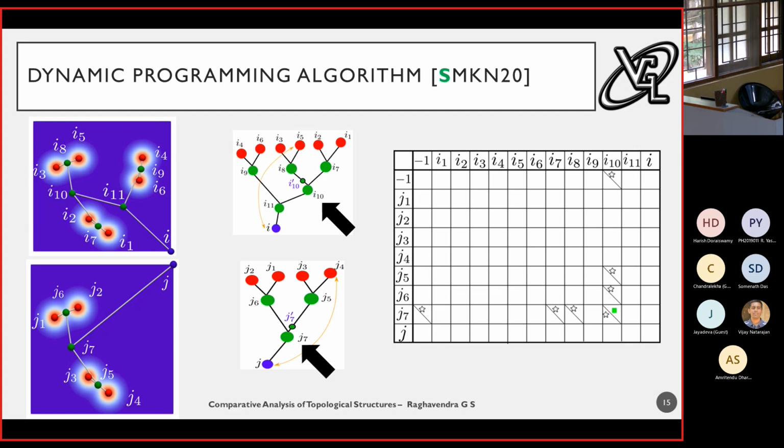And we compare this to the empty tree. That is one step. We compare this also to the empty tree. That is another step. And so this entry corresponds to the forest distance.